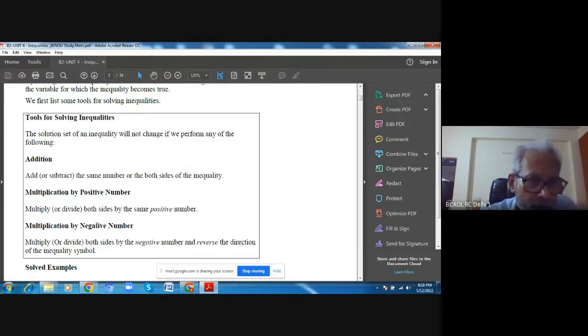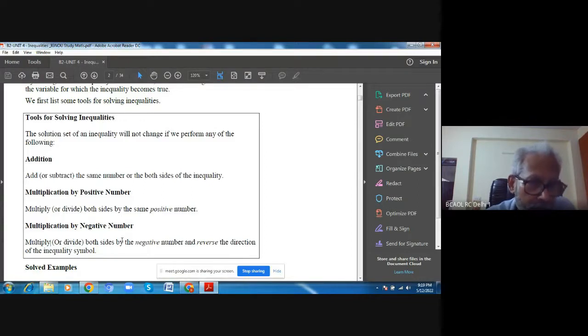So here are some tips given. Multiply or divide both sides by the same positive number. That means if both sides are positive, then you can consider it as a positive number. In the case of a negative number, when you multiply or divide both sides by a negative number, the direction will be reversed. So this condition you have to keep in mind while solving inequalities.